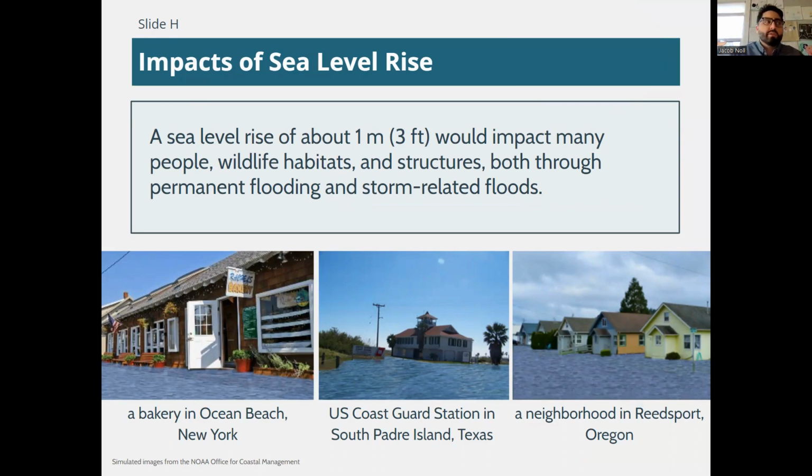So NASA has also put together a visual, so that we can figure out what it means that the water is going to rise a meter or 1.2 meters. What does it actually look like?